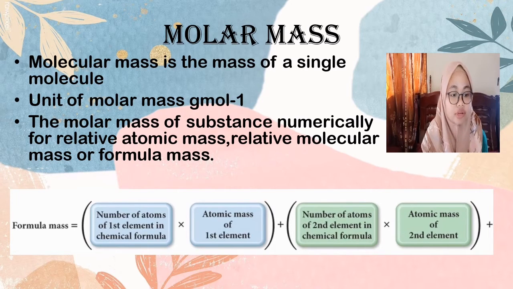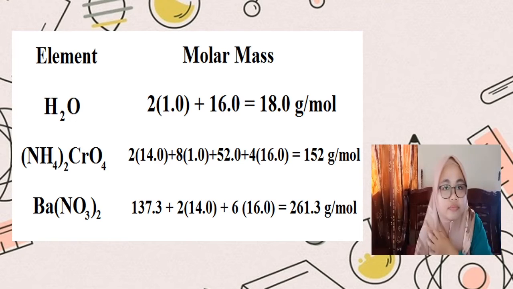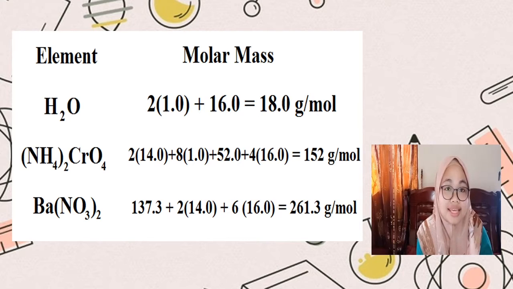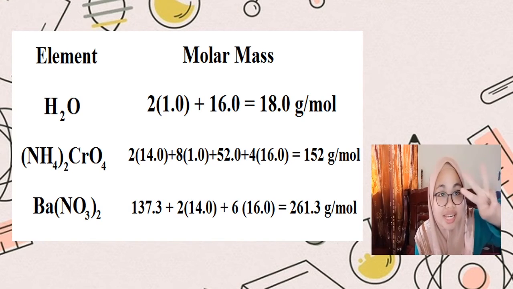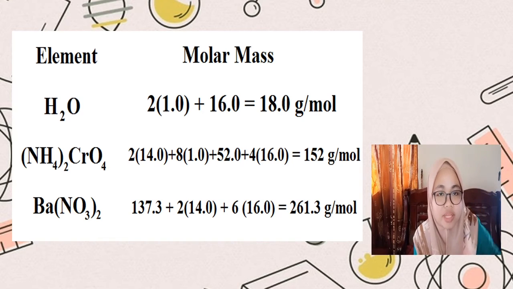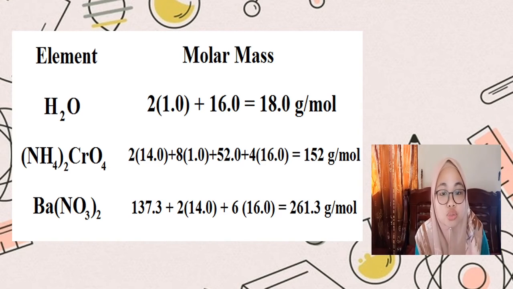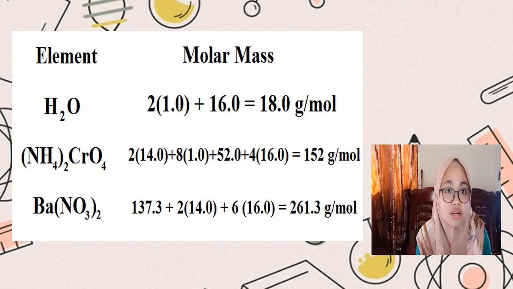For example, to calculate the molar mass, I choose 3 compounds. The first is H2O. You can use the formula mass: 2 bracket 1.0 plus 60.0, divided to 80.0 gram per mole.